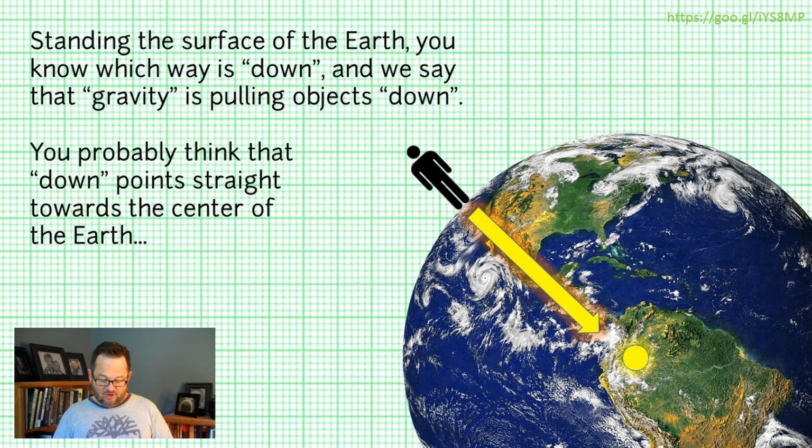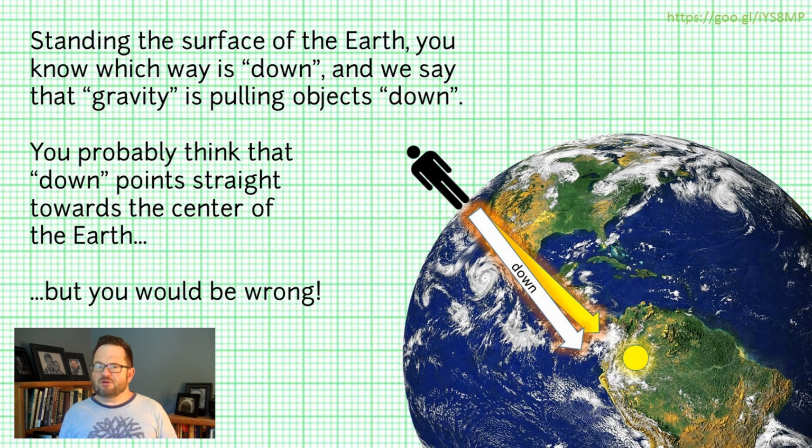Like the way that yellow arrow is going towards the yellow circle I put at the center of that globe there. But you would be wrong. Actually, if you hung a plumb bob and looked at which way the string was pointing, if you could follow that all the way down, it will not pass through the center of the Earth. Down is not towards the center of the Earth.